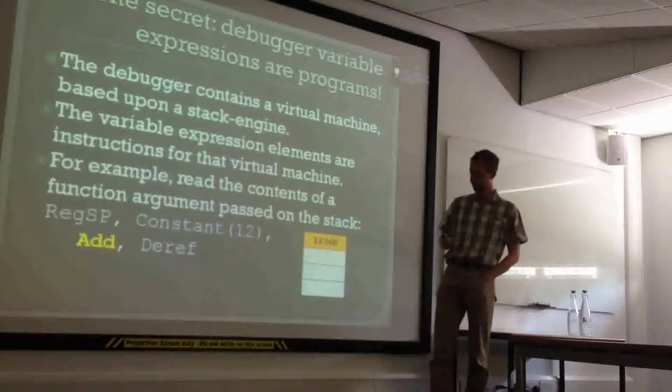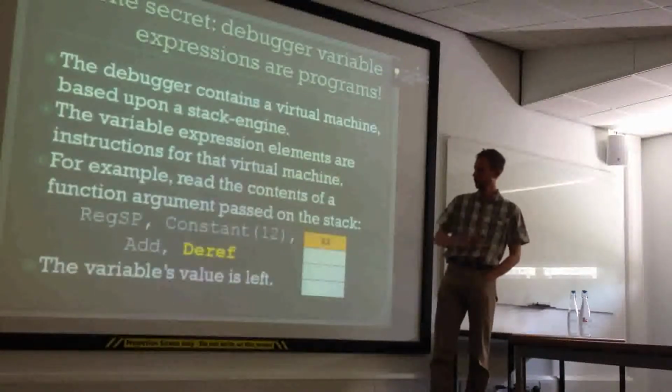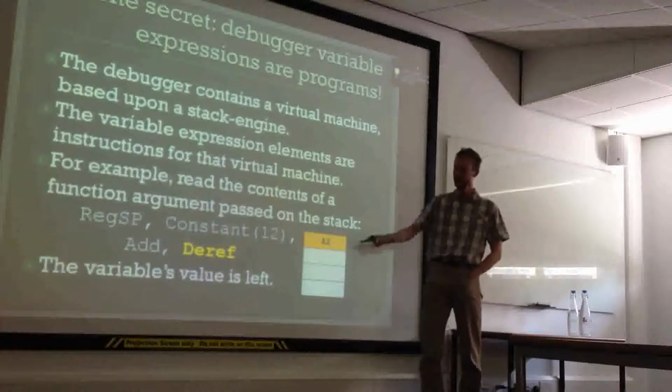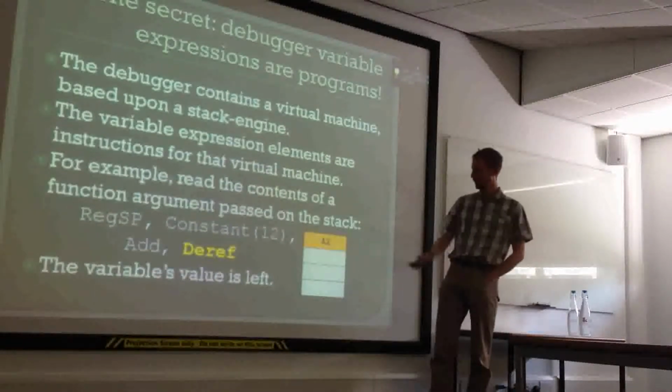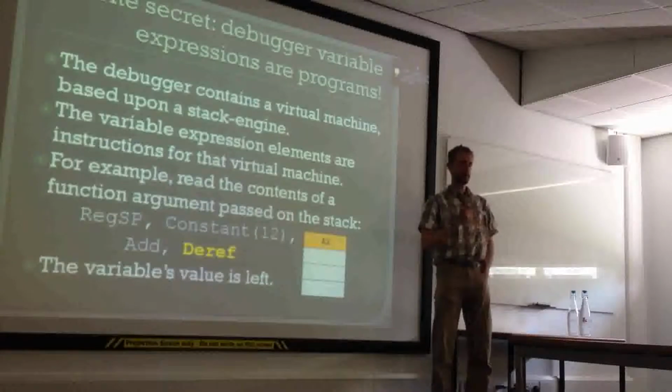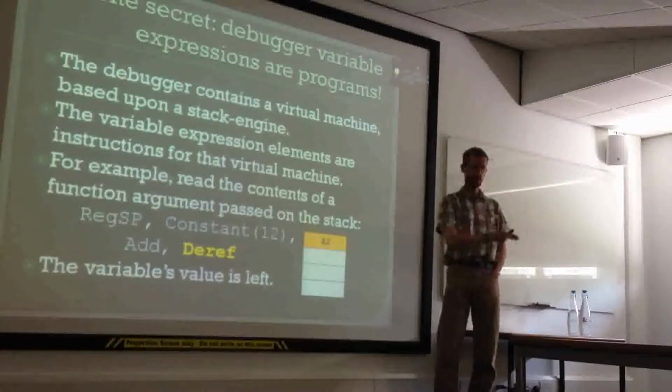And so that's the memory location. We then do a dereferencing operation. We get 42, which is the answer to everything. And hey presto, that is the variable value. That's how the compiler can tell the debugger where that variable lives.